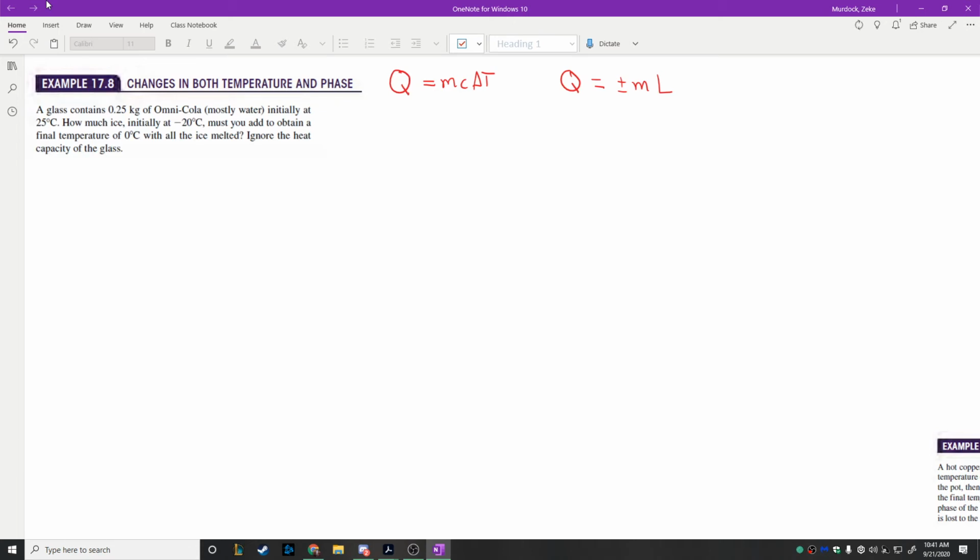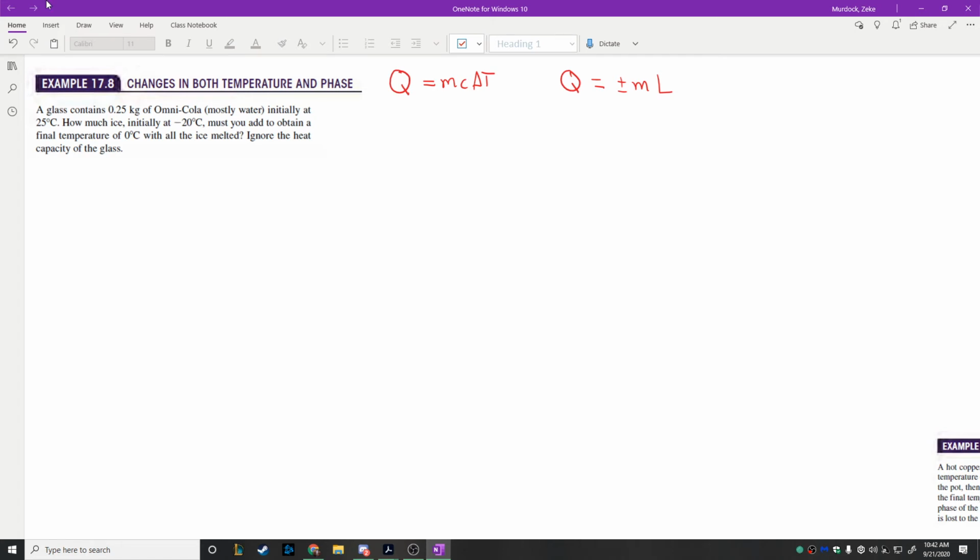In this problem, you have a glass that contains 0.25 kilograms of omnicolor, which we're going to say is mostly water, initially at a temperature of 25 degrees Celsius. How much ice, initially at negative 20 degrees Celsius, must you add to obtain a final temperature of 0 degrees Celsius with all the ice melted? And we're supposed to ignore the heat capacity of the glass. Although we wouldn't have to if we just knew how much mass there was. So I kind of wish that was not ignored, but for now this is fine.